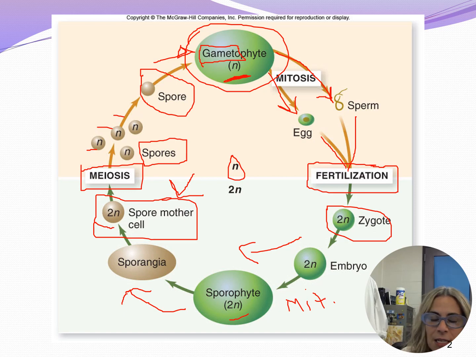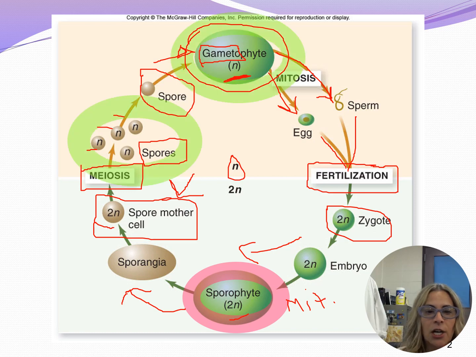So again, the big takeaway here is, what is the result of fertilization? Where do we have diploid? Where do we have haploid? Where is meiosis happening? And where is mitosis happening? That's what we have to be able to do for all of these diagrams.